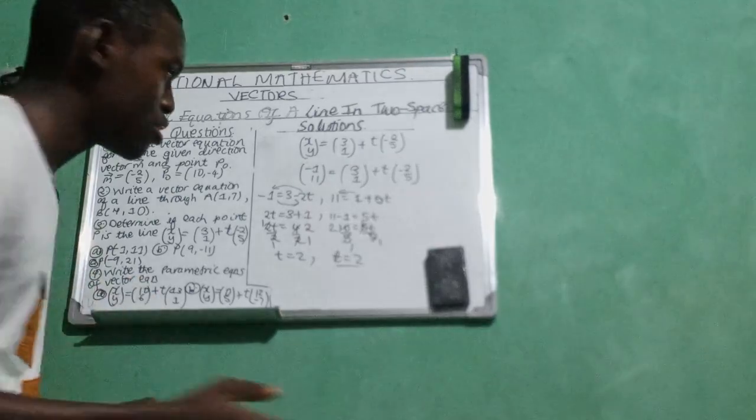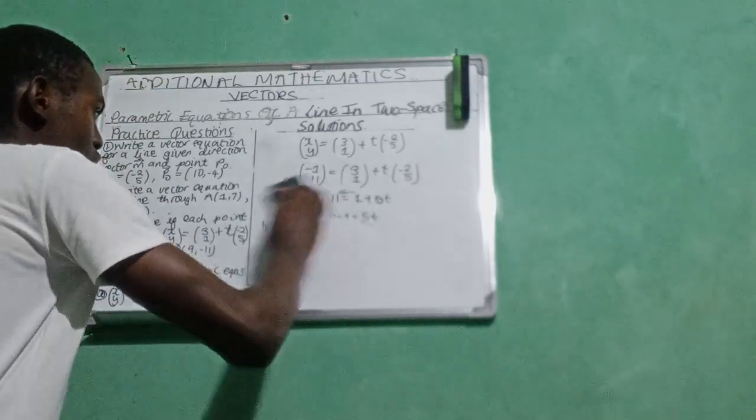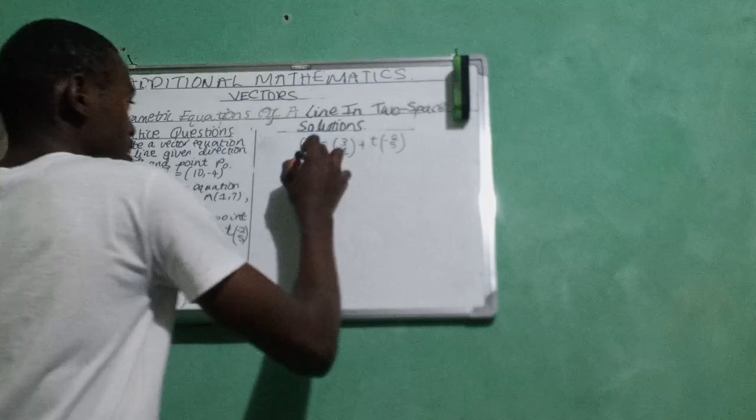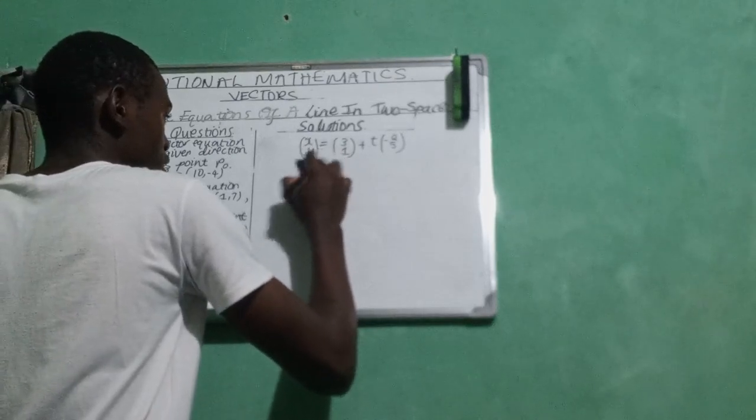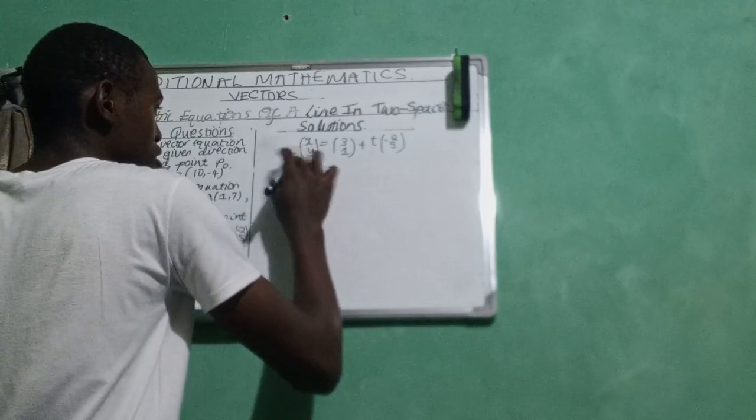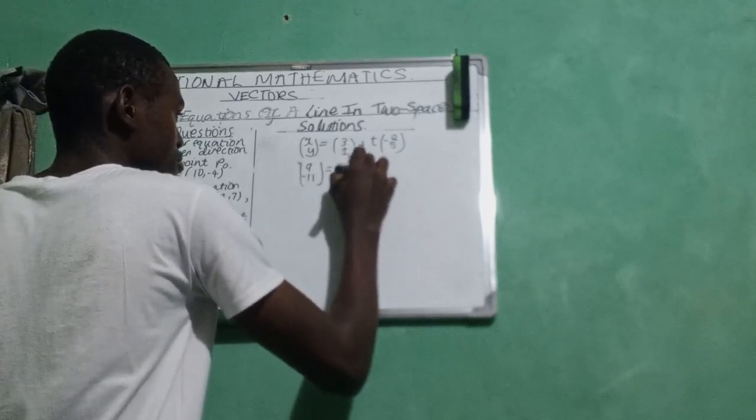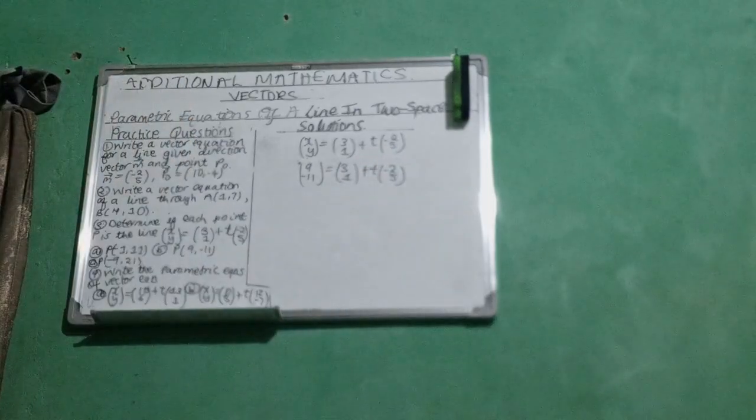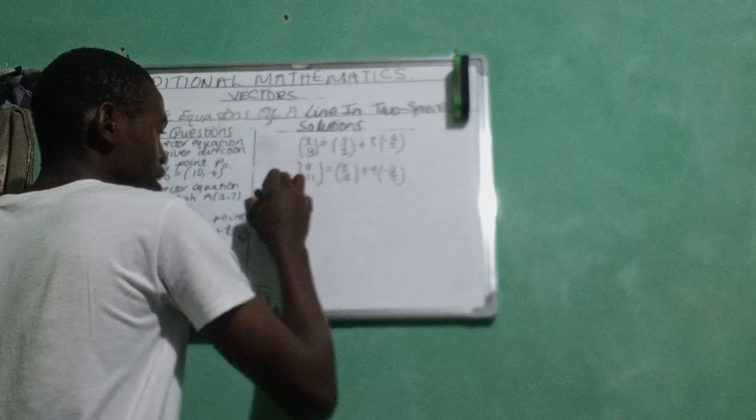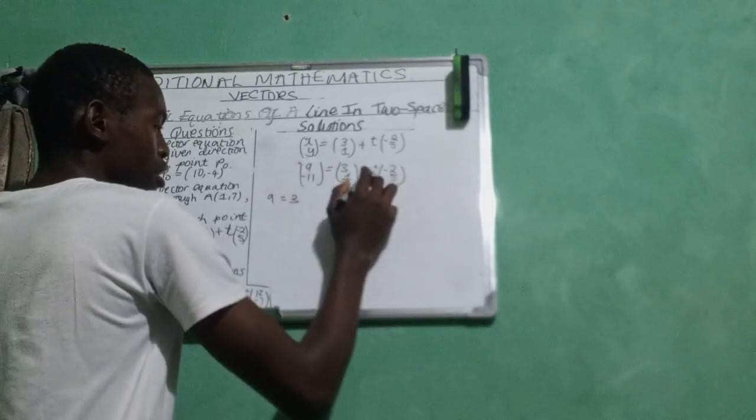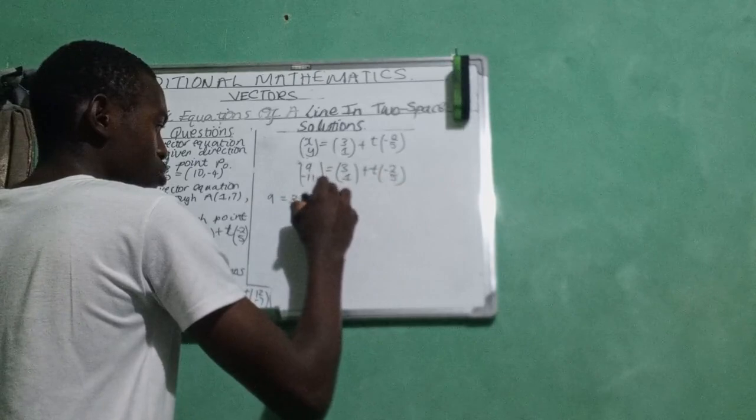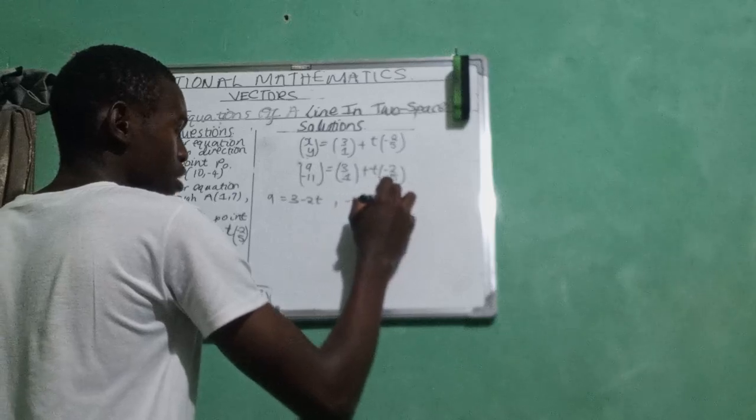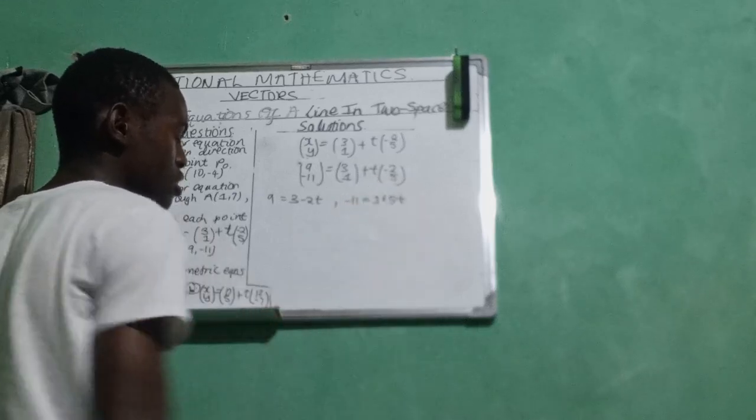I won't write that so that I can save time. Let's go to B. B is (9, -11) is equal to (3, 1) plus t times (-2, 5), just like that. We get the top row: 9 is equal to 3 plus t times -2, which is minus 2t. And -11 is equal to 1 plus 5t.